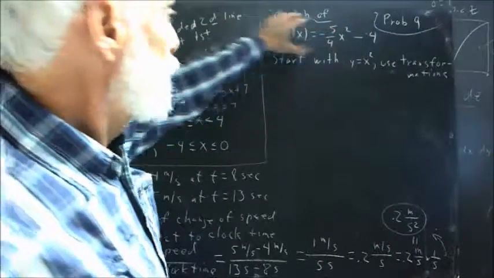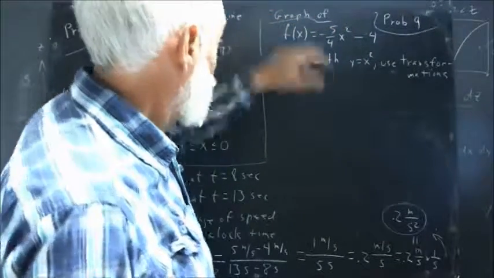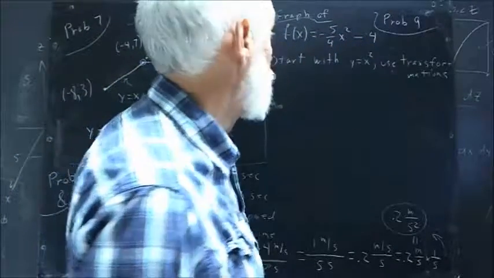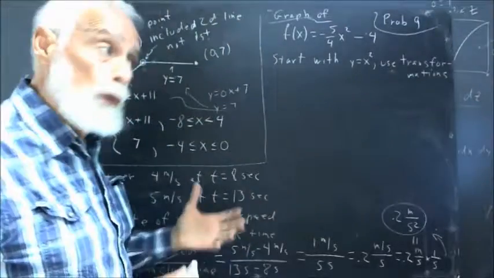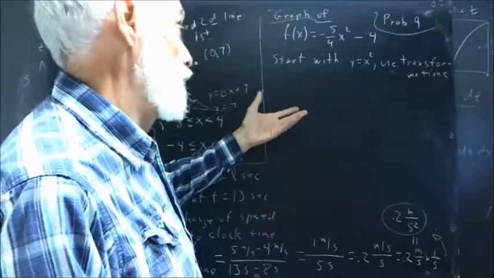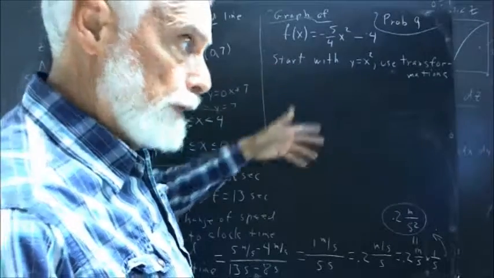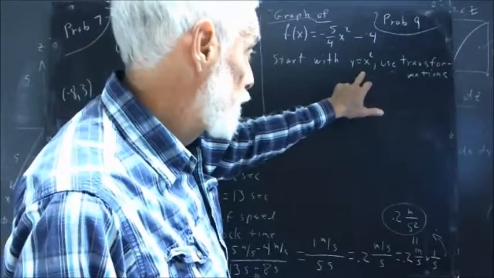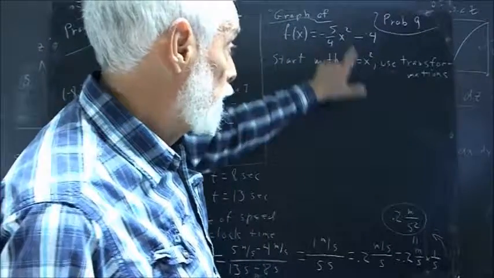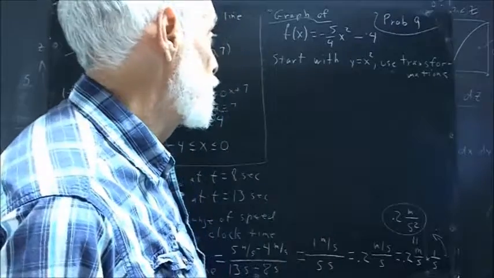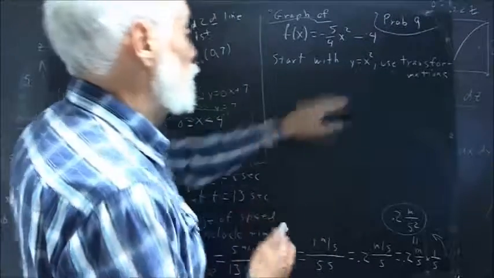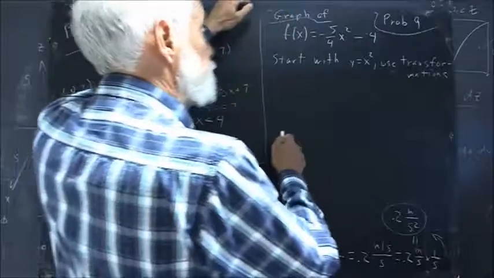Problem 9 asks a question about the graph of f of x equals negative 5/4 x squared minus 4. In order to answer a question about the graph of this function, we should graph the function. And to graph a function in this course, we start with a basic function and use transformations. Now this is a quadratic function, so we're going to start with y equals x squared, and then we're going to use transformations to transform that graph into the graph of this function.